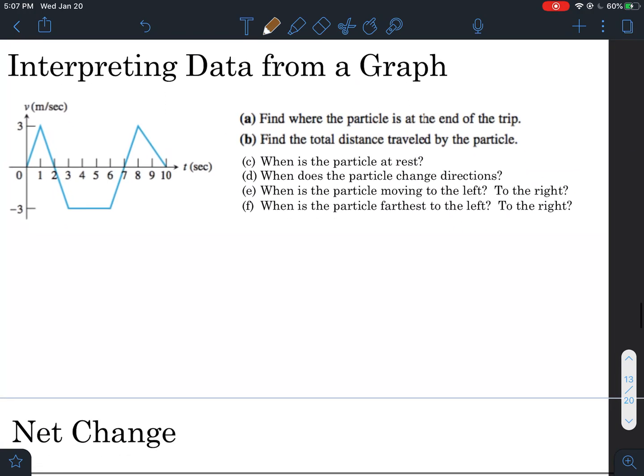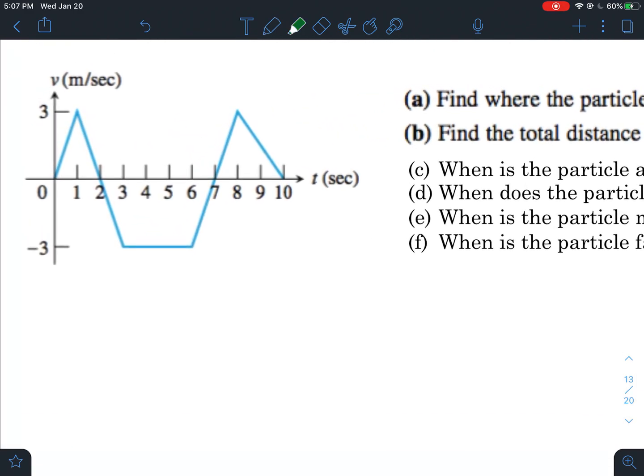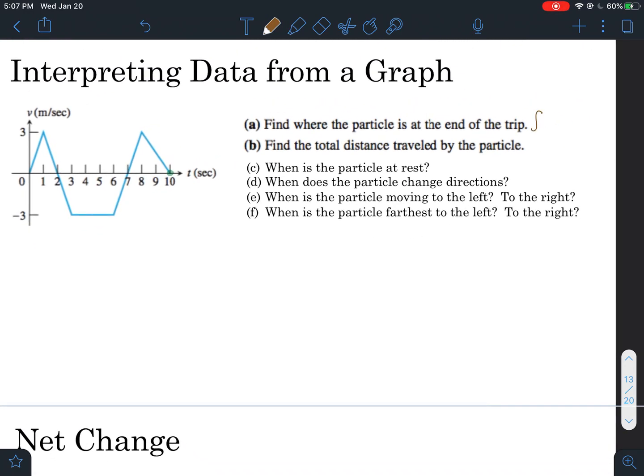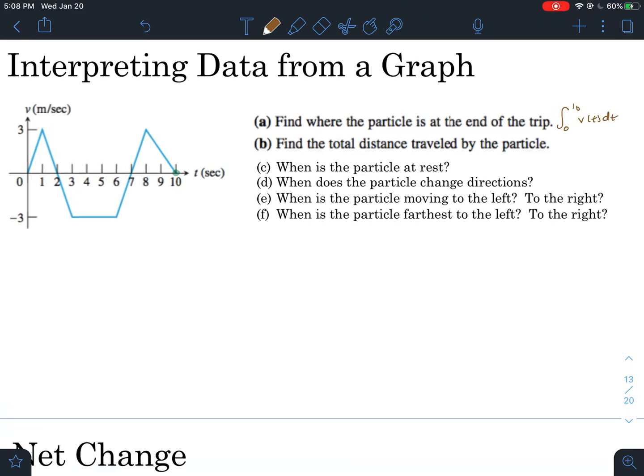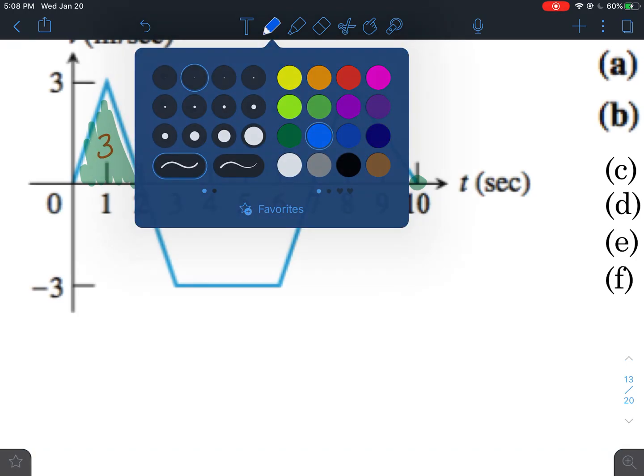All right. Interpreting data from a graph. Find where the particle is at the end of the trip. Well, this is a velocity function, and so to figure out where the particle is at the end of the trip, we need to find the integral from 0 to 10 of v of t dt. Well, that's going to be the area under the curve. So this area right here, that's a triangle. It's base times height divided by 2. So it's 2 times 3 divided by 2. So that area is 3.